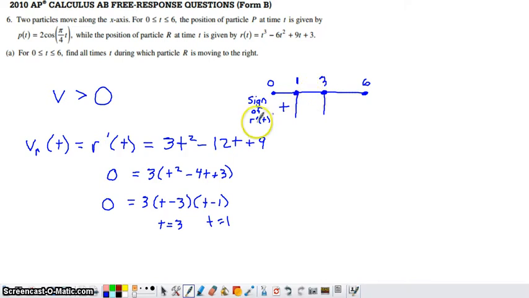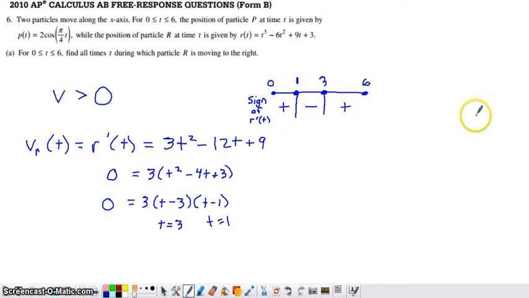In between 1 and 3, if we go with a value like 2, 2 minus 3 is negative, 2 minus 1 is positive. So we have negative times positive. That's going to give us a negative product. And then on the interval from 3 to 6, if you pick a value like 5, this factor is positive, this factor is positive. Positive times positive is going to give us a positive answer.